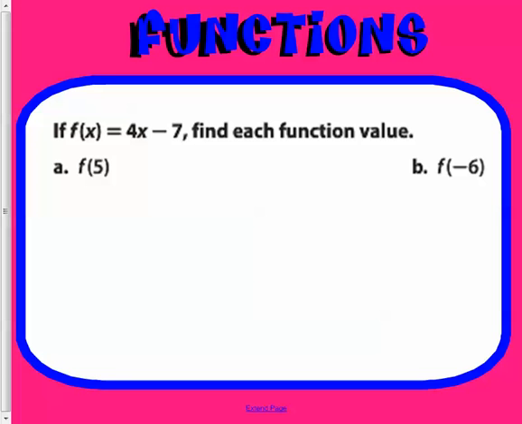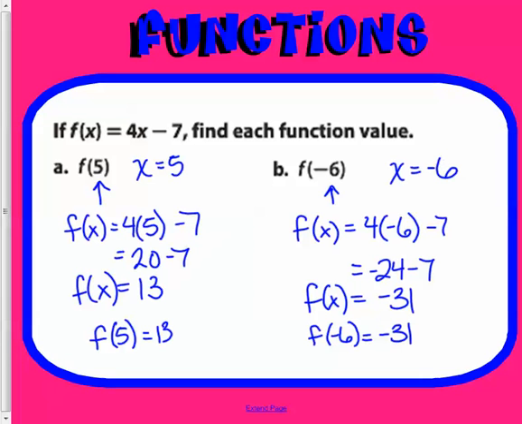Okay, so here's what I did. I plugged in 5 and I got 20, and then I subtracted 7 and I got 13. So f of 5 equals 13. You can also write this as a coordinate point, which would be 5 comma 13. If I look over here, negative 6, 4 times negative 6 is negative 24. Take 7 away and I'm at negative 31. So when x is negative 6, y is negative 31.